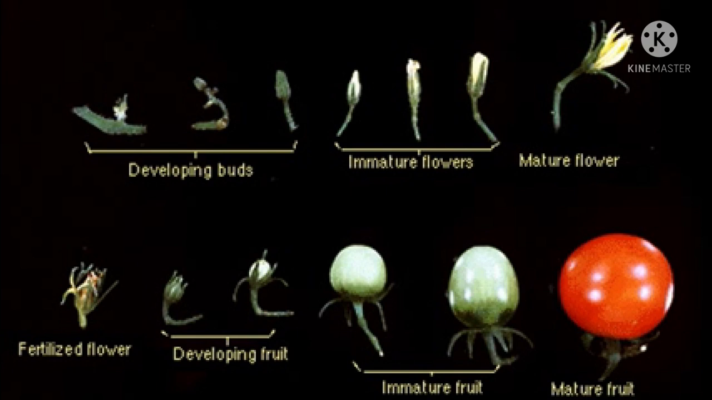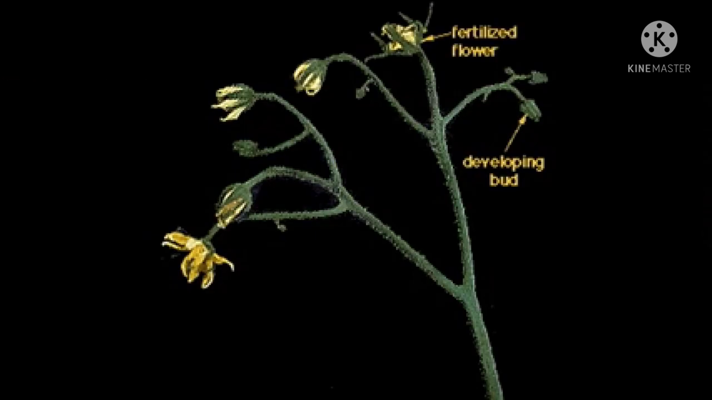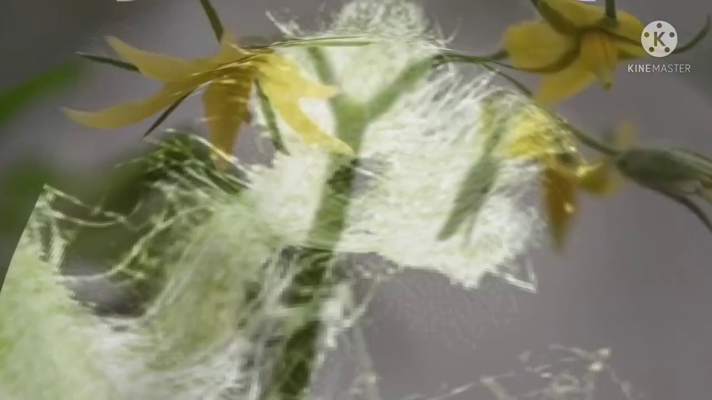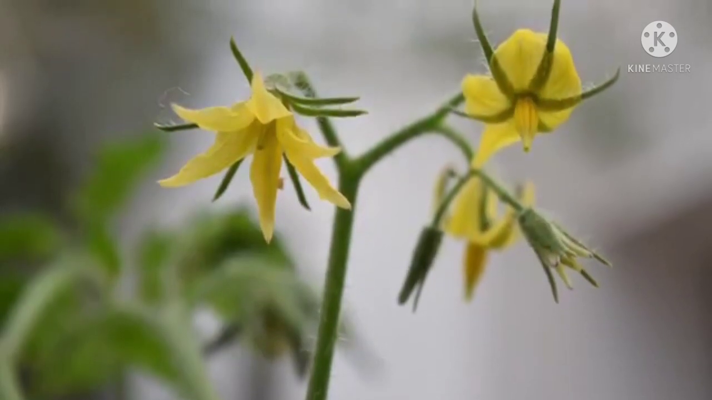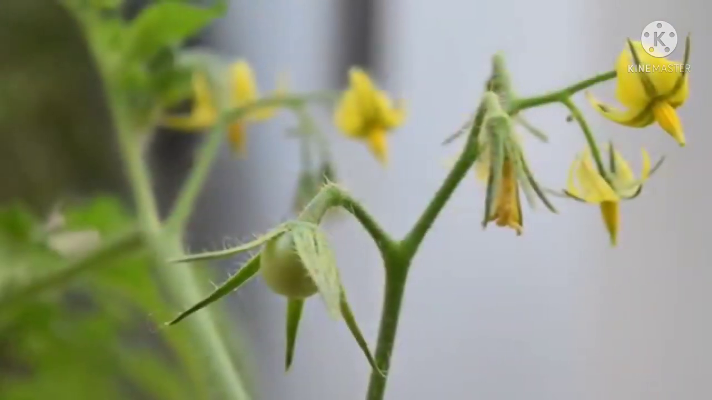This is the development of buds and immature flowers, including the mature flowers of tomato and the fruits. These are the types of flowers and the development of tomato flowers. The upper one is the fertilized flower and the lower ones are the developing buds. This is a developing fruit and another one is an abscising flower, that is, the fall of the flower. Next we'll see the tomato plant with flowers and fruits and staking methods.